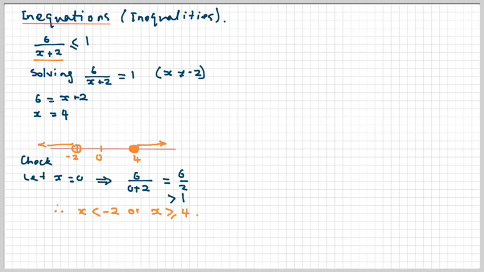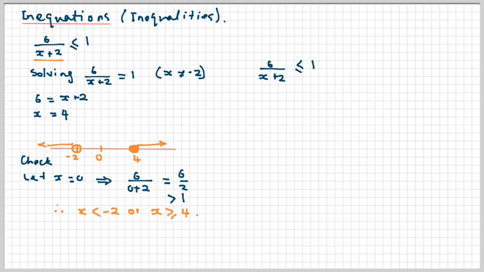Now let's look at the same question, but let's do it using the extension 1 method, which is pretty straightforward, and hopefully you'll find it quite easy. So we start off with 6 over x minus x plus 2 less than or equal to 1.